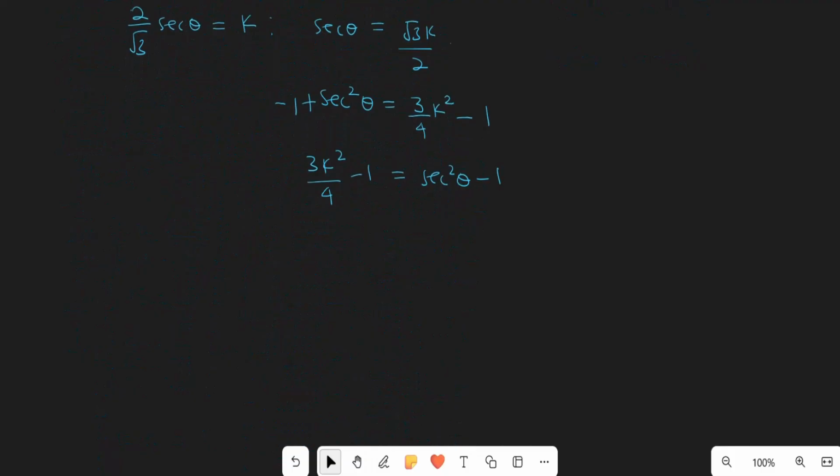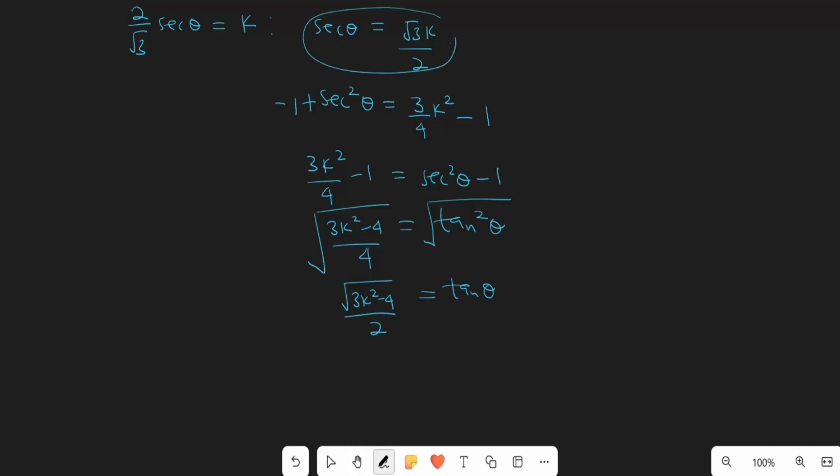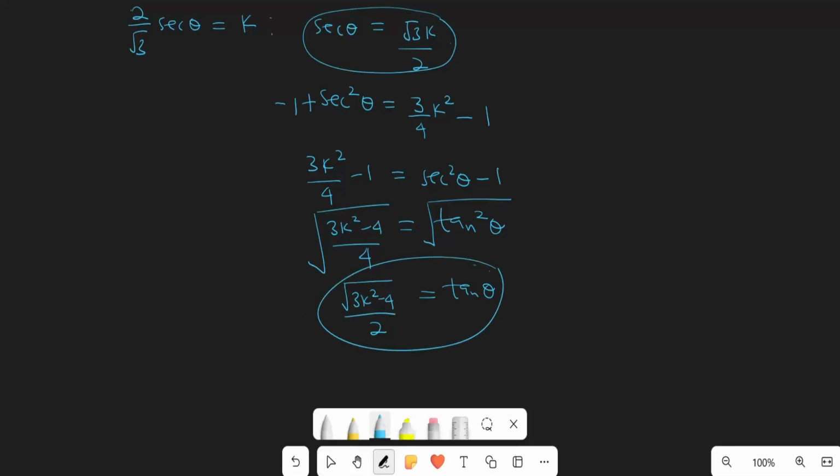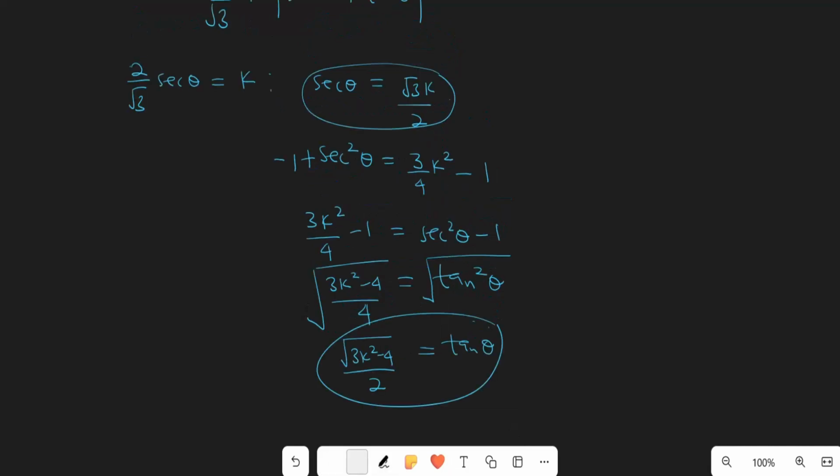So I'm going to replace this with the tangent squared of theta, and this is the same as 3k squared minus 4 all over 4. And now if I want to get tangent of theta, I can take the square root on both sides. I have the tangent of theta equal to the square root of 3k squared minus 4 divided by the square root of 4, which is 2. So this is secant of theta in terms of k, and this is the tangent of theta in terms of k. And now we can take our integral I2 into the k world.